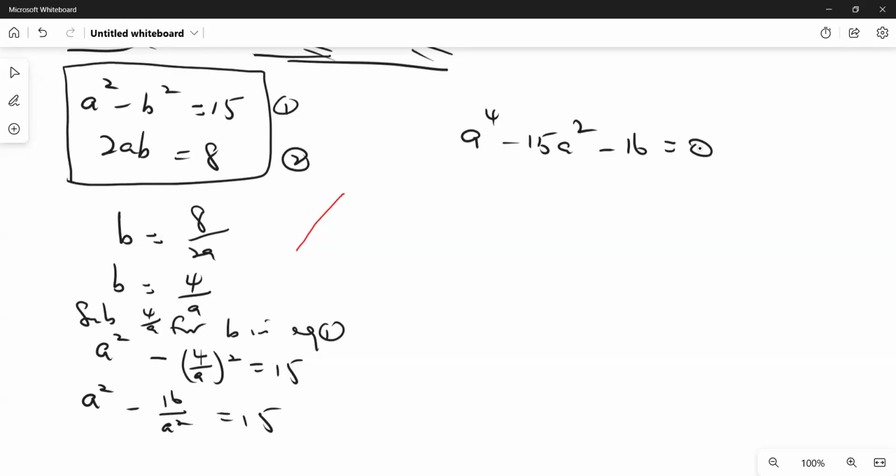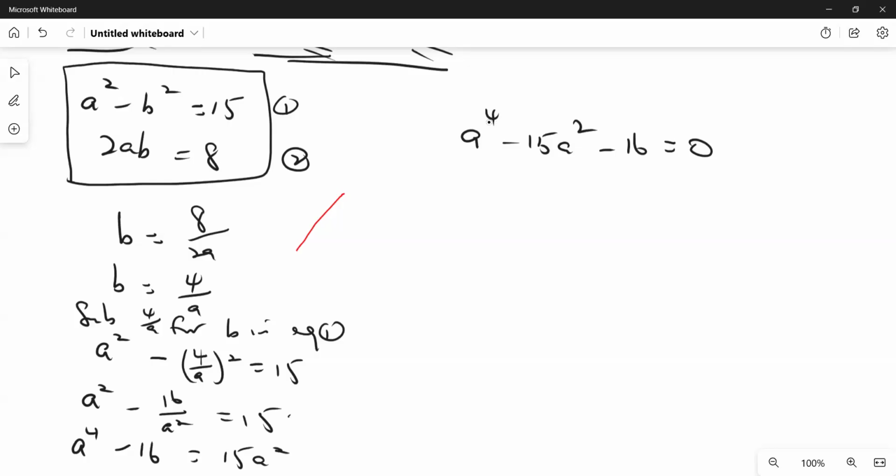Do you see how we get it? Anybody see how we move from here to here? You multiply everything by a square, so you have a to the 4 minus 16 equals 15a squared, and you do some rearrangement and you get this.